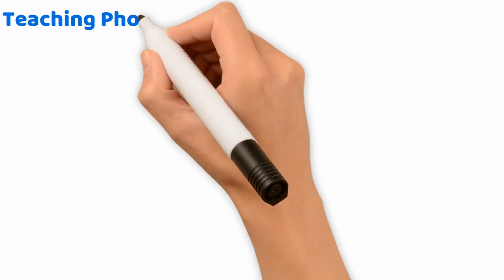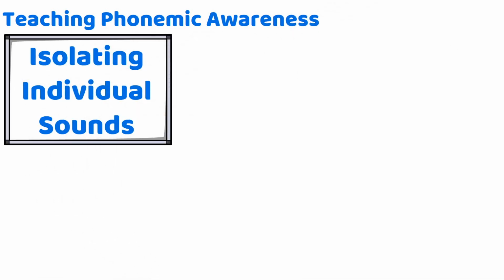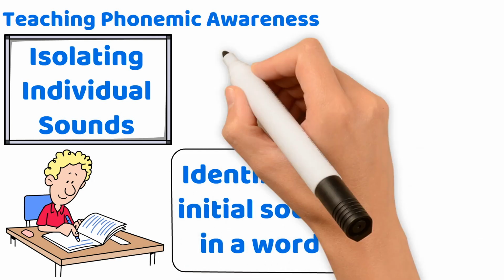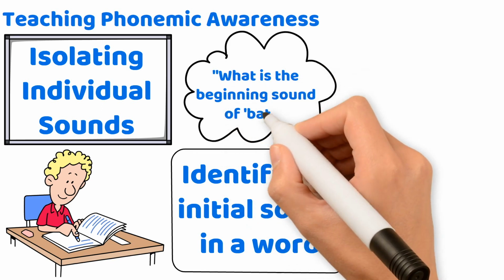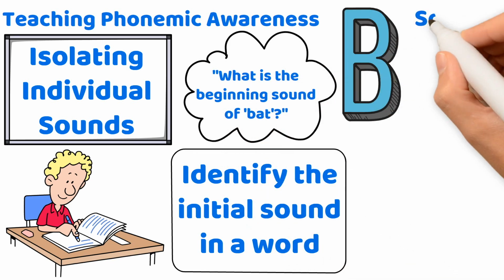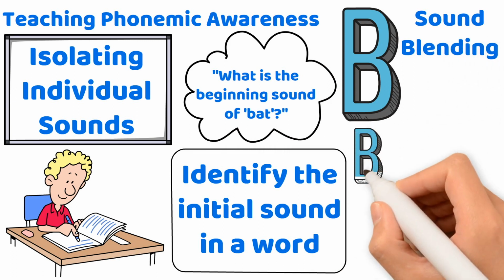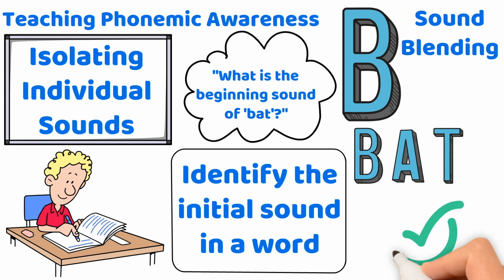When teaching phonemic awareness, start by isolating individual sounds in words to enhance decoding skills. Start by helping a student identify the initial sound in a word, for example, asking, "What is the beginning sound of bat?" And the student should respond with the sound B. Next, introduce sound blending by saying the separate sounds in bat, like B, A, T, and asking the student to merge these sounds to form the word bat.